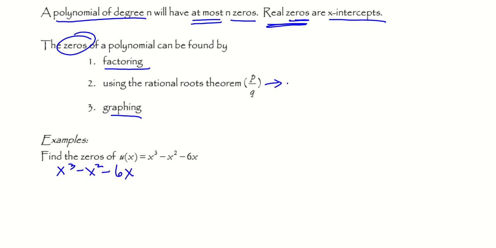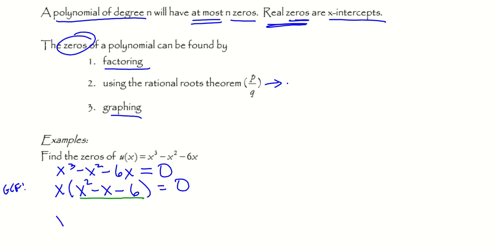My zeros are the x's that will make this equal to 0. That's why we call them zeros. So for me to solve that, I'm going to factor. First step of factoring is to pull out a GCF, which in this case is x. So I have x times x squared minus x minus 6. Right? What starts an equation stays an equation. That equals 0.